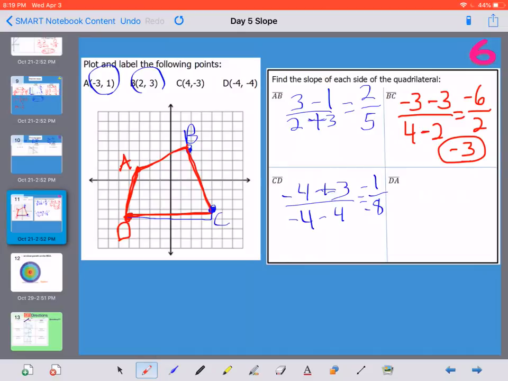And finally, D to A. A is the second one, so our y2 is going to be 1. Our y1 is going to be negative 4. Our x2 is going to be negative 3. And our x1 is going to also be negative 4. So we add those two together. 1 plus 4 is 5. Negative 3 plus 4 is going to be 1. Our slope is 5.